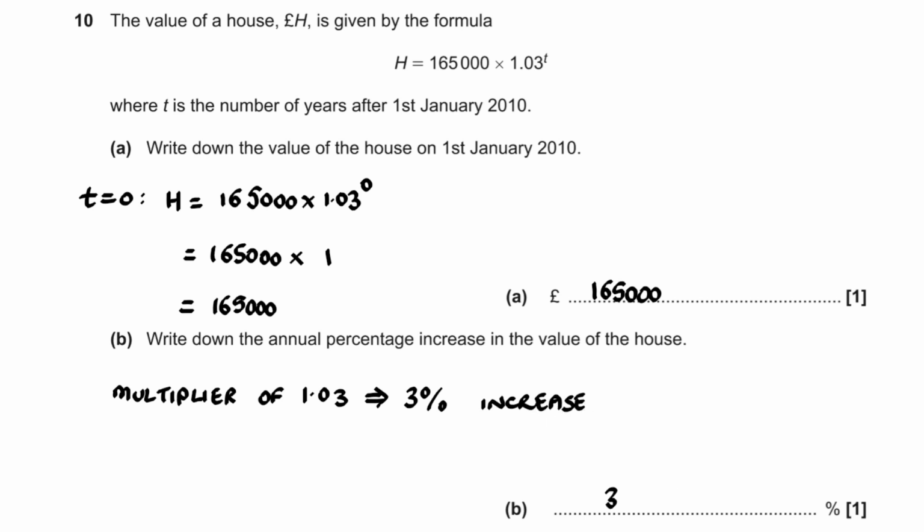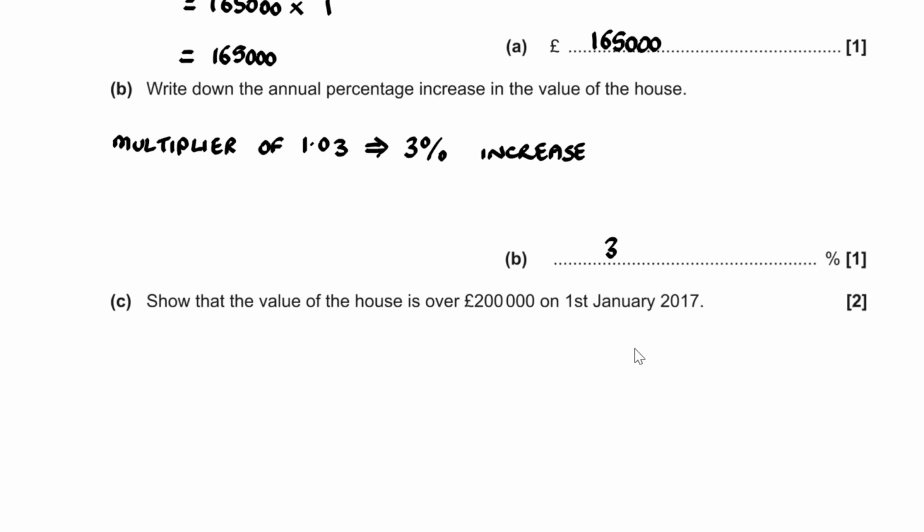So we've got 3% as our increase. And then for part C, we have to show that the value of the house is over £200,000 on the 1st of January 2017. Well, from 2010 to 2017, that is 7 years.